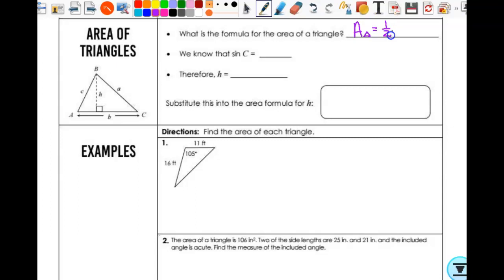1/2 base times height, right? Base times height's a rectangle. You can think of the triangle being like half the rectangle. Little subscript of a triangle, so if you have a bunch of area formulas, it kind of denotes that. So that is your area formula.